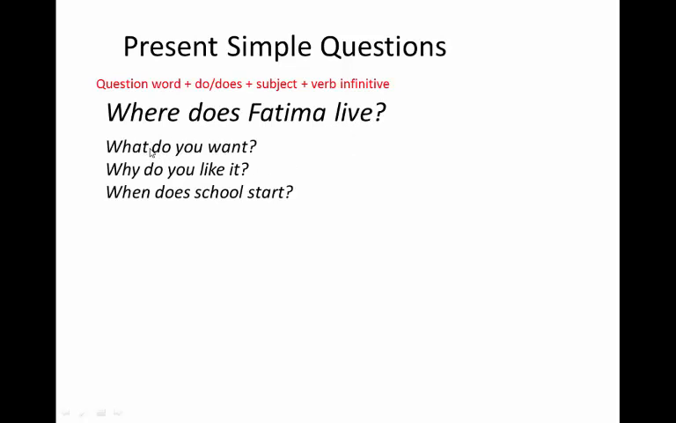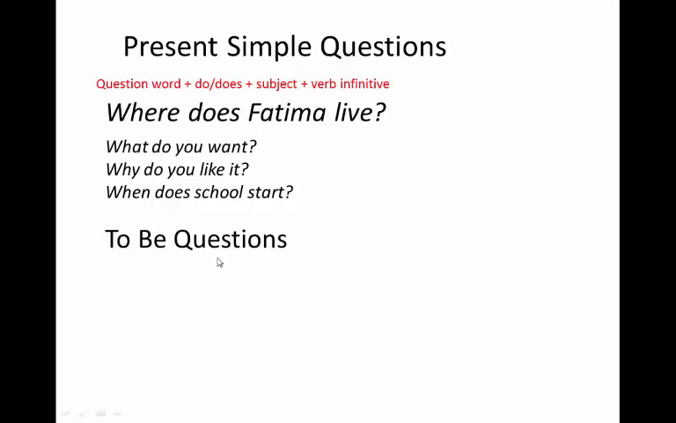What do you want? Again, question word, do, subject, verb. Why do you like it? Question word, do, subject, verb. When does school start? Question word, do, subject, verb. All the same pattern.